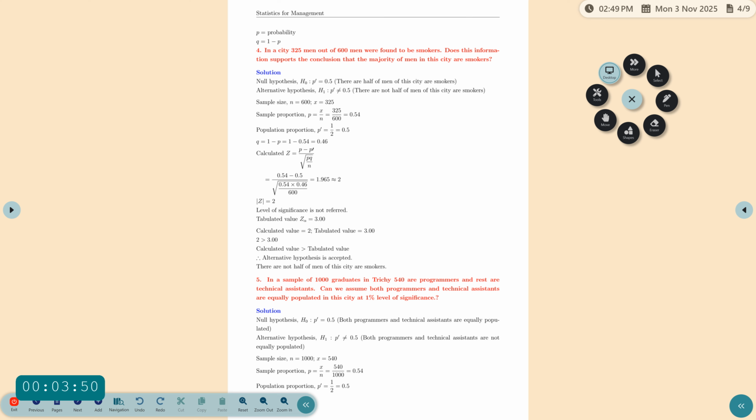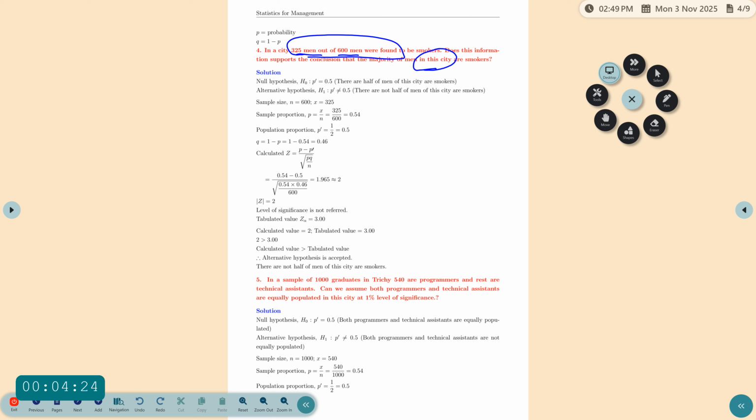Now let's go with the example given. In a city, if 325 men out of 600 men were found to be smokers, does this information support the conclusion that the majority of these men are smokers? So here, what is given? There is a sample given: 325 men out of 600, a sample out of the population, men of a particular city.